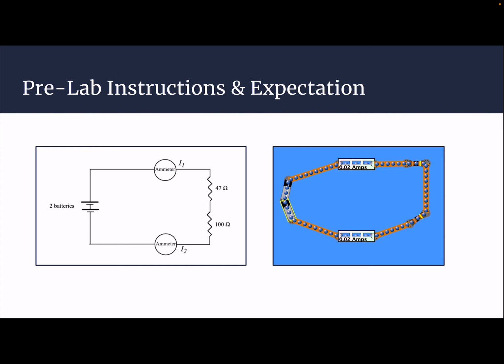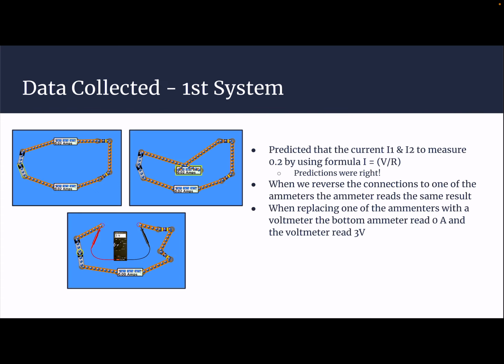Now, moving on to our data collected from Lab 4. For the first system, the simple series circuit, I predicted that the currents I1 and I2 would measure 0.0 amps by using the formula I equals V divided by R. When connecting the two batteries, it shows that our predictions were right. Notice that when we reverse the connections to one of the ammeters, the ammeter reads the same result.